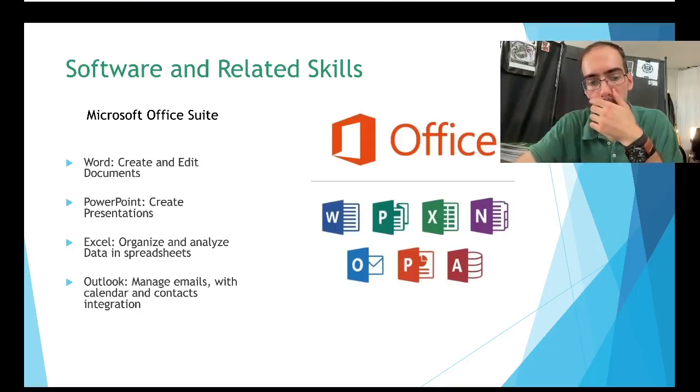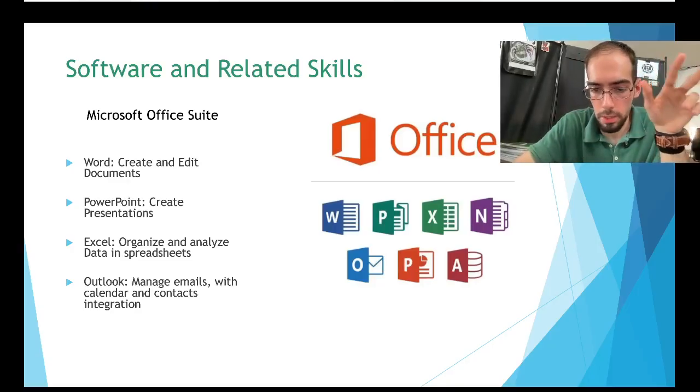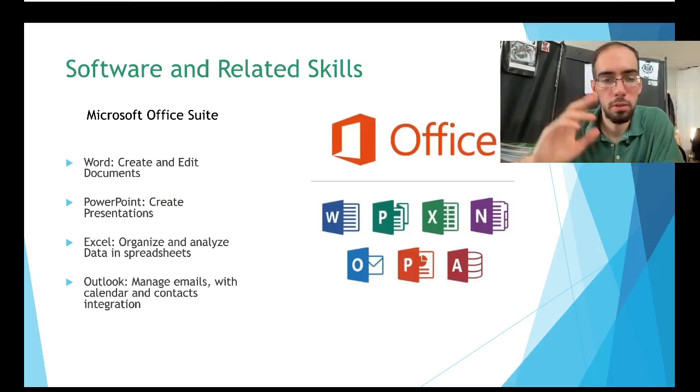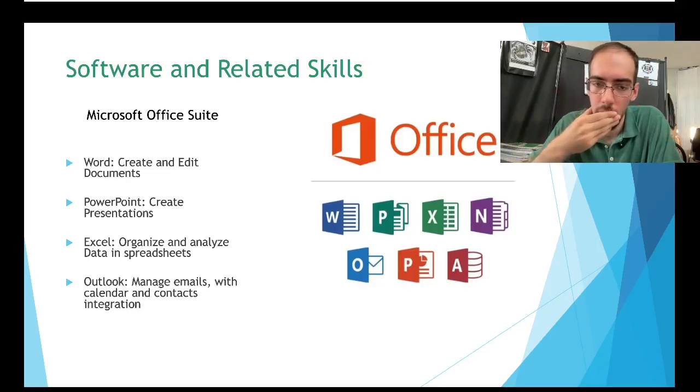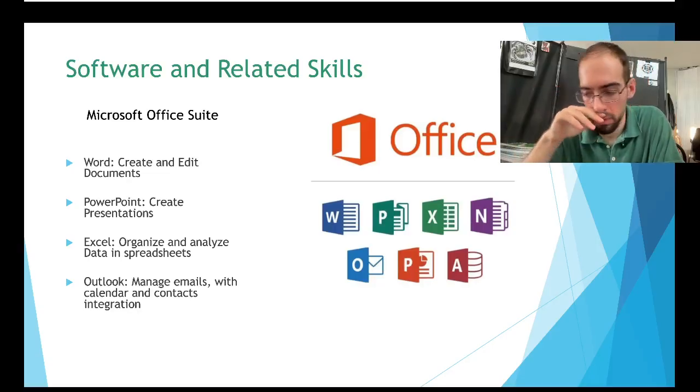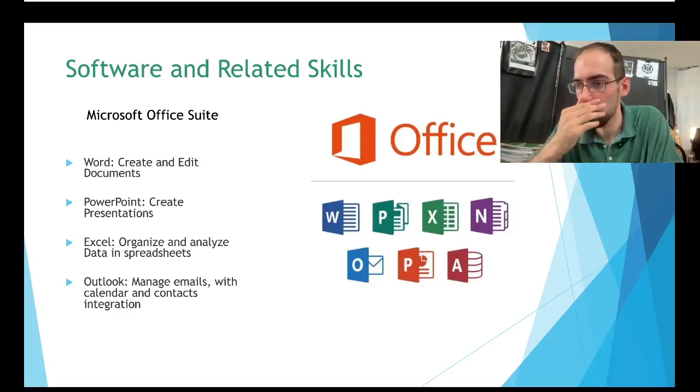So Word can create and edit documents, right? Microsoft Word, in my opinion, is probably not the highest level as far as skill level in its usefulness, compared to some of these other software.